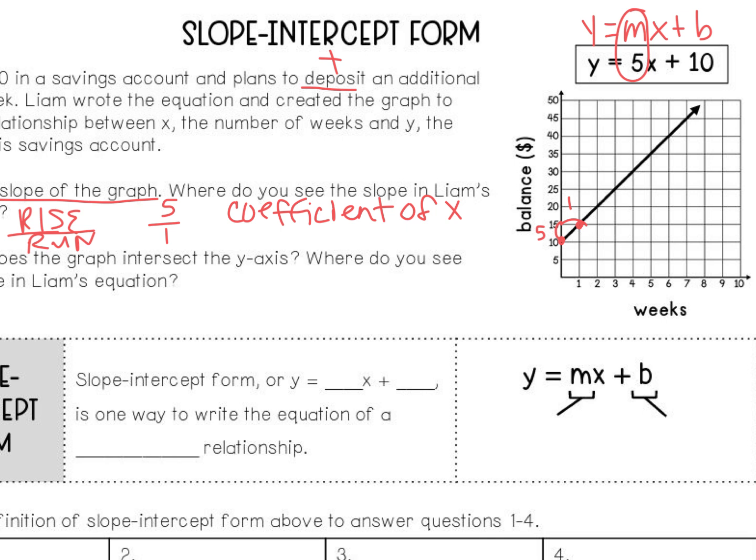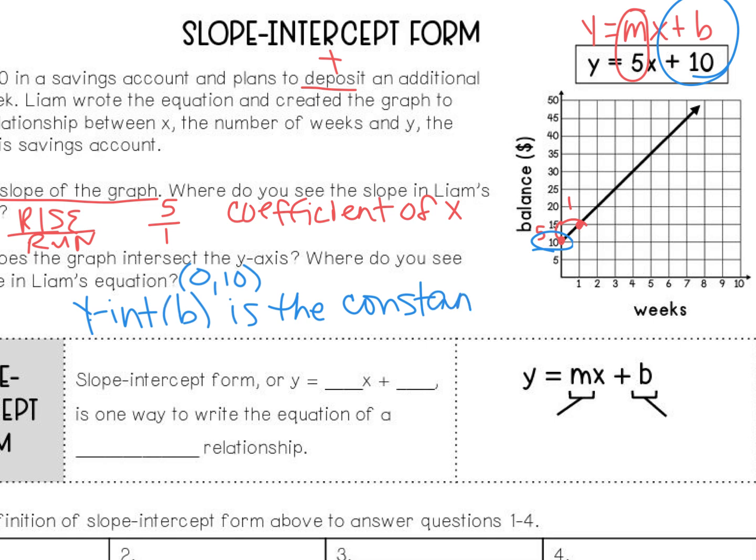Then, so this is the new part. That was the stuff we've been doing. It says, where does the graph intersect the y-axis? Where do you see it on the y-axis? At 10. 0, 10. Write it as a coordinate. And where do we see this in Liam's equation? Where is it? It's the b, right? So the y-intercept, or the b, is the constant. Right? He always has that $10 before he started saving each week.